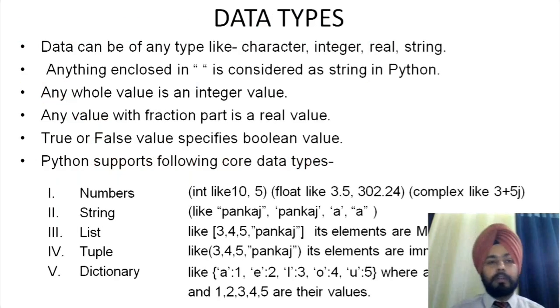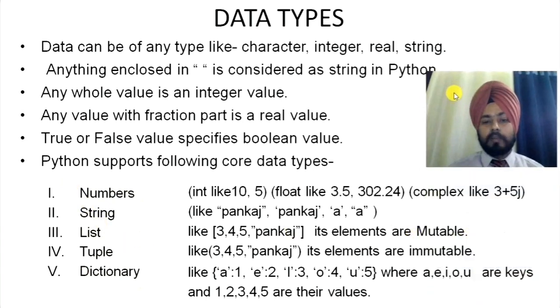Data types of Python. This is an important topic of the Python language. Data can be of any type like characters, integers, real values, strings. Anything enclosed in inverted commas is considered a string in Python. Any whole value is an integer value. Any value with a fraction part is a real value. A True or False value is a Boolean value. Python supports the following core data types: numbers, strings, lists, tuples, dictionaries. It means Python has five types of data types.